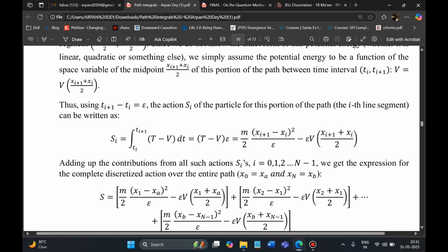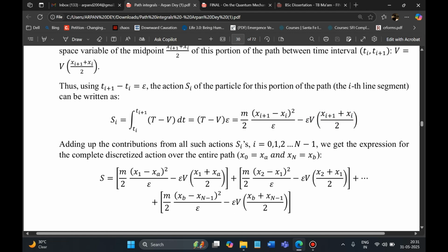So that means this is the kinetic energy expression multiplied by epsilon. There was an epsilon squared here, so you're left with this, and this is the expression for V into epsilon. So epsilon into V. In place of V, we have written V as a function of the midpoint.